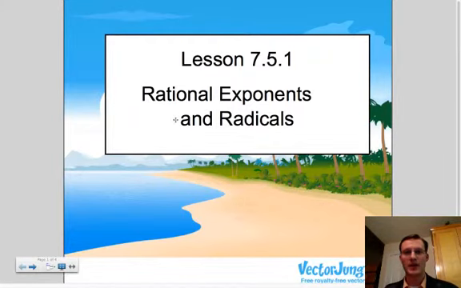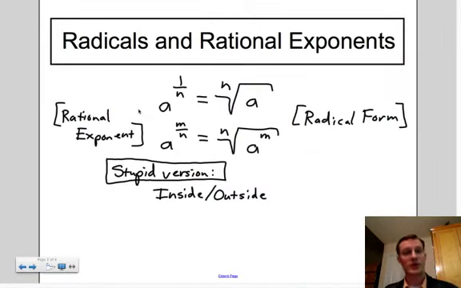Today we're going to be looking at going back and forth between rational form and radical form with rational exponents, going back and forth between the two. Okay, so a couple things we need to understand about rational exponents and the radicals themselves. We have rational exponent form and we also have radical form, so those two.